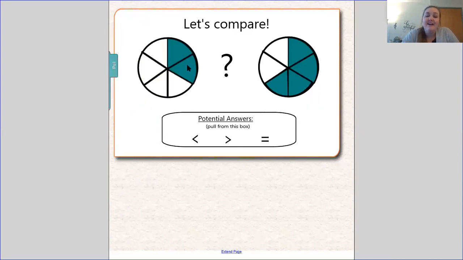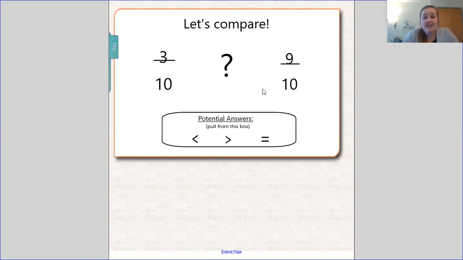Here's another one. I have 2 slices out of 6 here, 2/6, and here I have 4/6. Obviously 4/6 is bigger. So 2/6 is less than 4/6. Let's keep going. Here's another one where they just wrote it out. It's pretty easy this way. We have 3/10 compared to 9/10. Well, 9/10 is bigger because that's 9 of the 10 slices rather than just 3 of the 10. So 3/10 is less than 9/10.